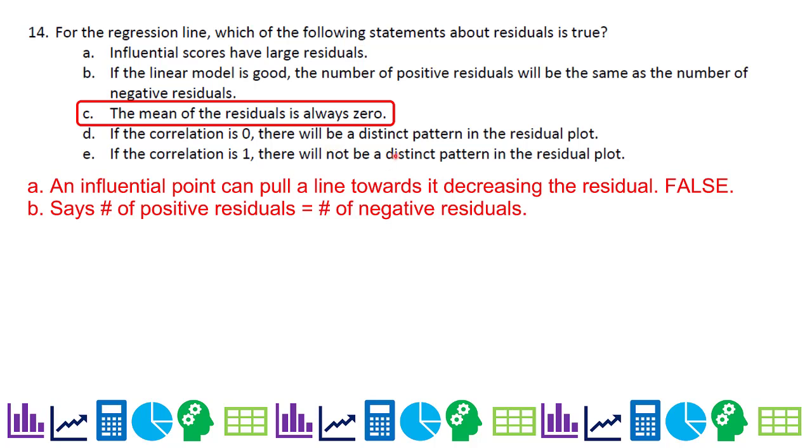If correlation is 0, then we don't necessarily have a distinct pattern. That means there'd be a pattern. There's some sort of relationship. And if correlation is 1, we could still have a distinct pattern. Maybe another fit would be even better.